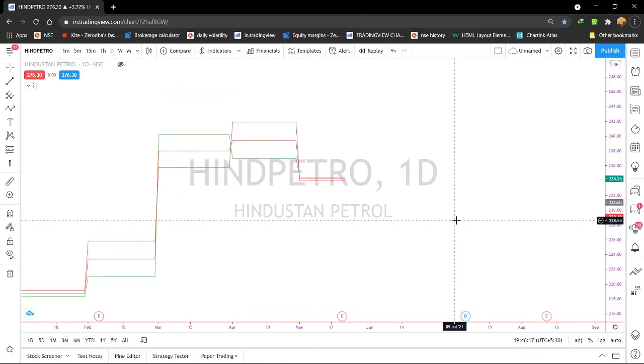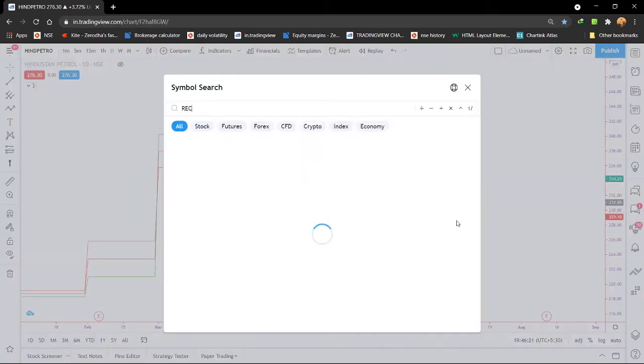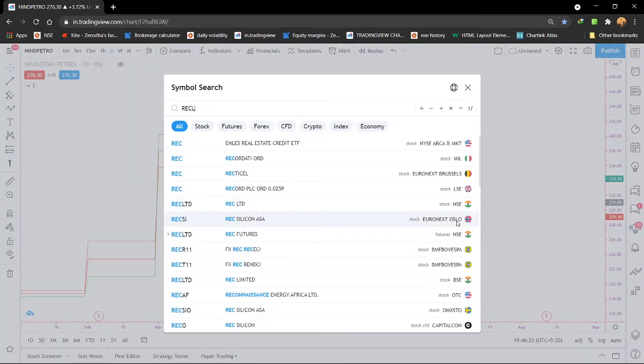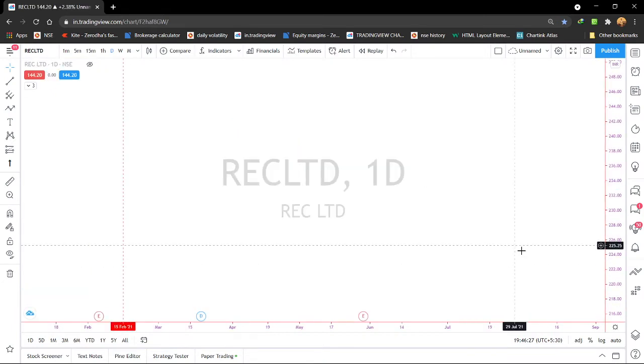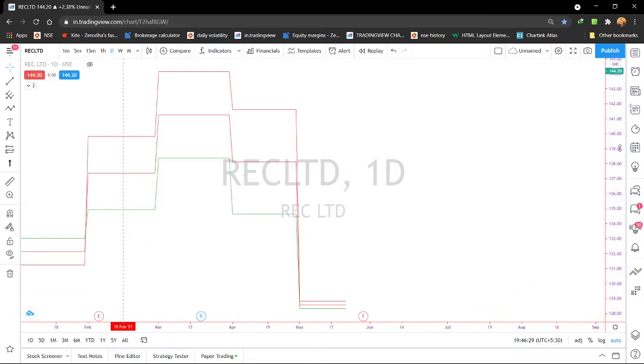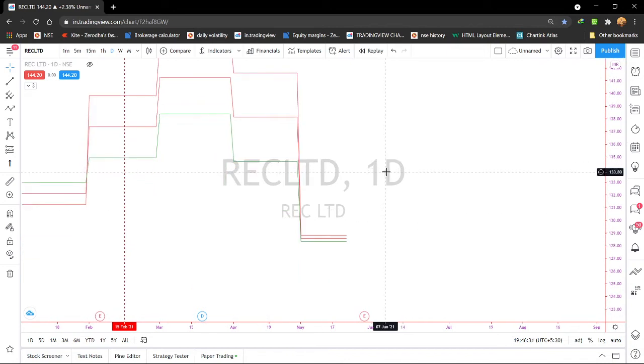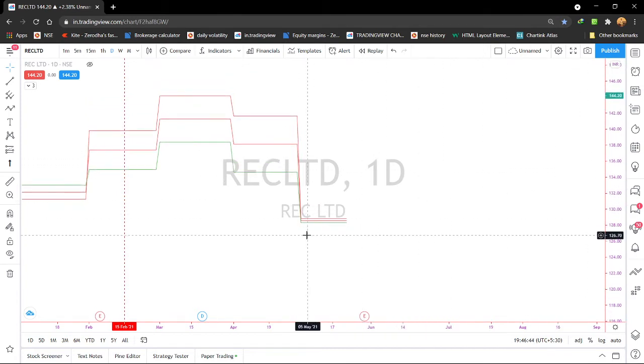And REC LTD also has a narrow CPR compared to previous one, but it is more than Reliance. Sorry, not Reliance, more than NTPC.